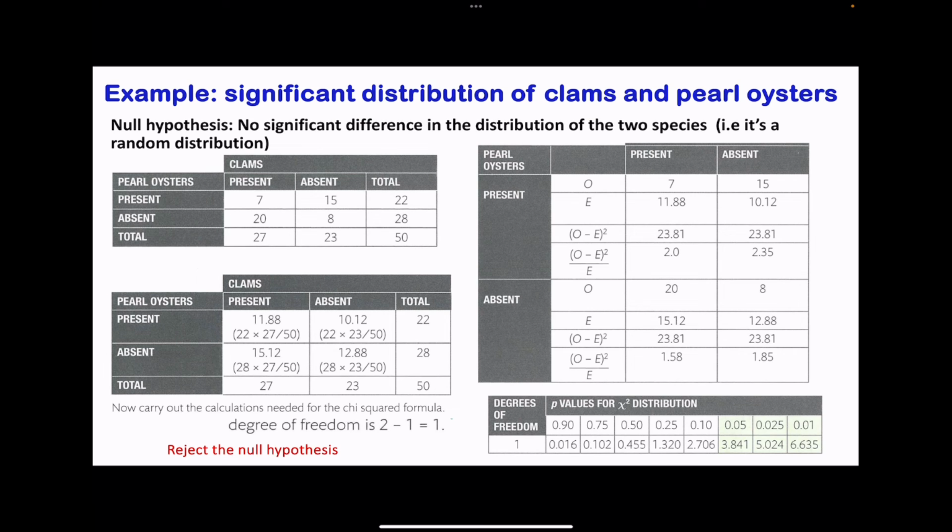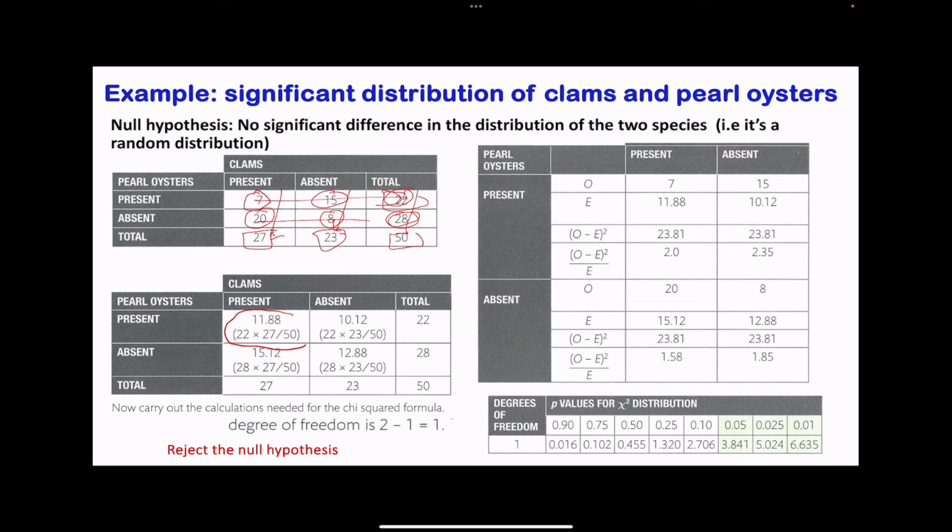The results we have here, we see regions where both clams and oysters are present, they are 7. Clams are absent, but oysters are present, they are 15. So when you add up, we get 22. And then areas where the pearl oysters are absent, but clams are present, are 20. Where the clams and oysters are absent, we see 8. Adding up, we get 28. So the sum of these, we get 27. The sum of that, we get 23. The sum of that, we get 50. And of course, we've already summed up like that to get 22 and 28.